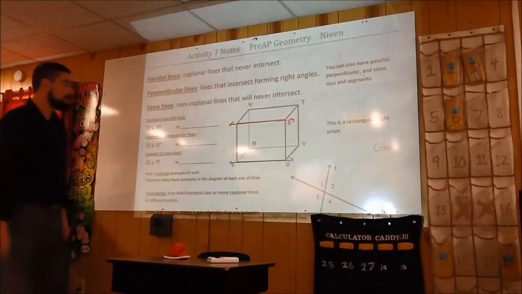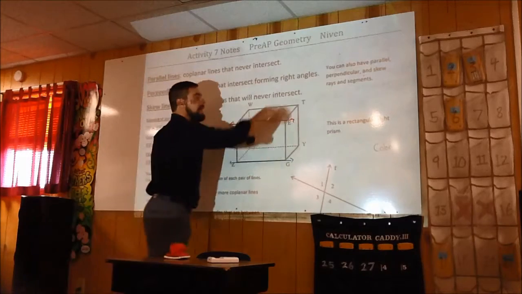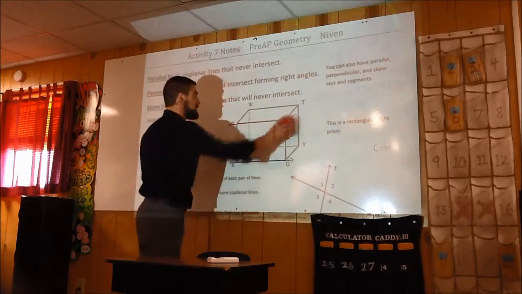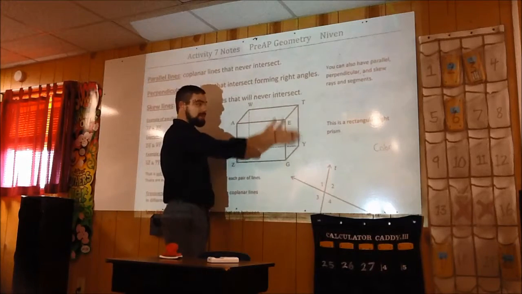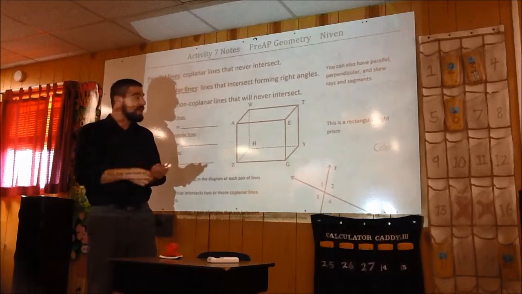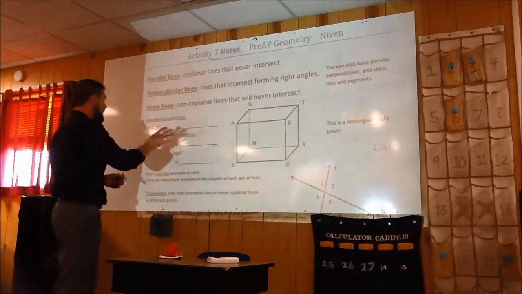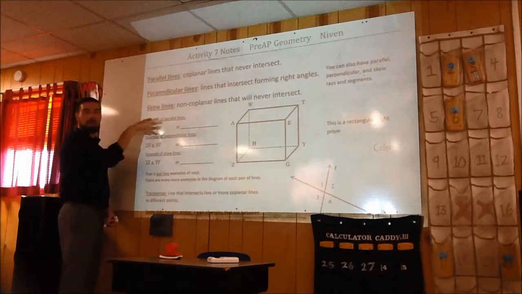Lines GY and ET. Lines GY and line ET. Absolutely. That is a perfect example. They're both in this right panel, that right side. That's what plane they're both in, and they will never intersect. So right now we're just identifying, we're saying, hey, this line and this line are parallel.